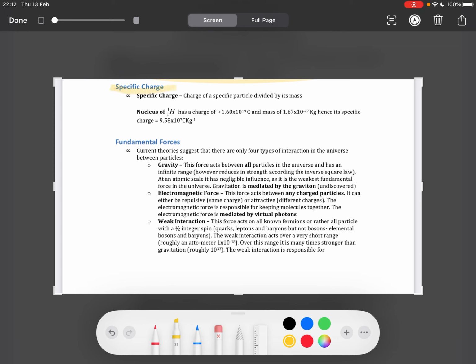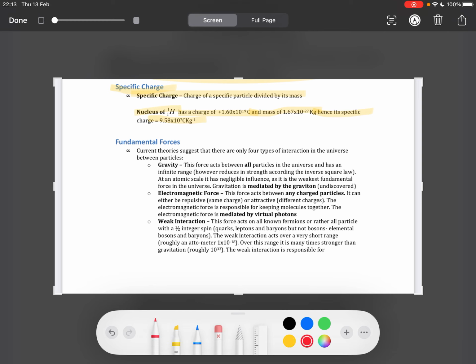The specific charge. Specific charge is the charge of a specific particle divided by its mass. The nucleus of a hydrogen, which has one mass number and one atomic number, has a charge of 1.60 times 10 to the power of negative 19 coulomb and a mass of 1.67 times 10 to the power of negative 27 kilogram. Hence, its specific charge is 9.58 times 10 to the power of 7 coulomb per kilogram.